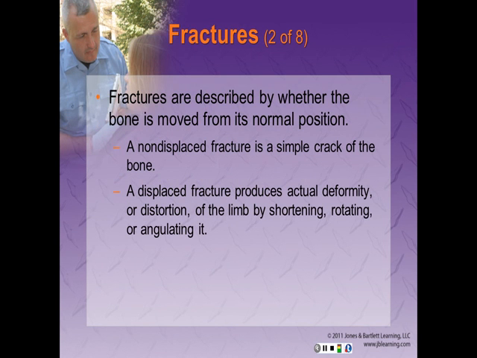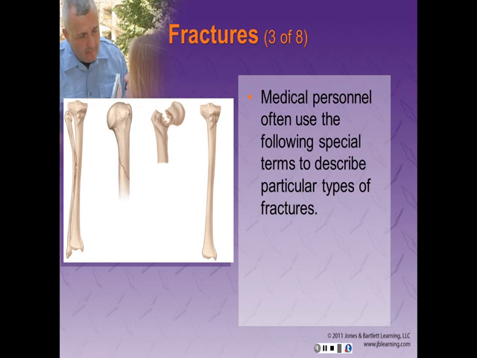Fractures are also described by whether the bone is moved from its normal position. A non-displaced fracture, also known as a hairline fracture, is a simple crack in a bone that may be difficult to distinguish from a sprain or simple contusion. X-ray examinations are required. A displaced fracture produces actual deformity or distortion of the limb by shortening, rotating, or angulating it. Medical personnel often use these special terms to describe particular types of fractures.